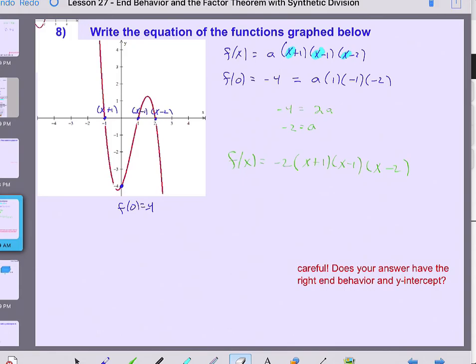If you're told to FOIL, if you're told write a function in polynomial form or write a polynomial, then you would have to do the FOILing. But if you're not told to, don't. Leave your answer factored, and that's totally fine too.